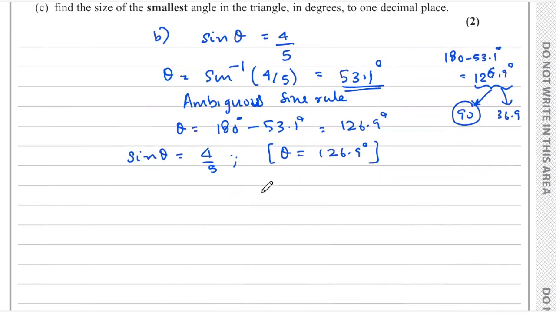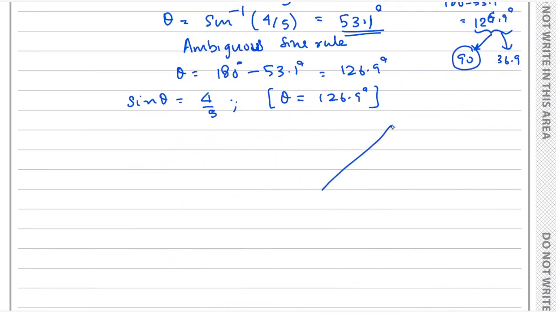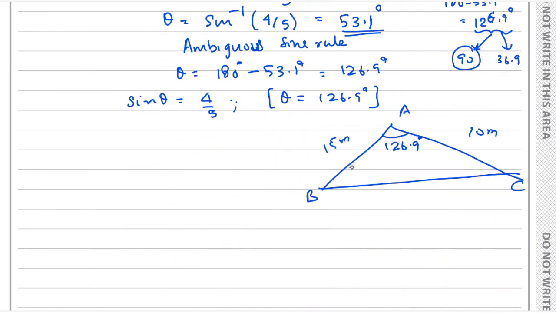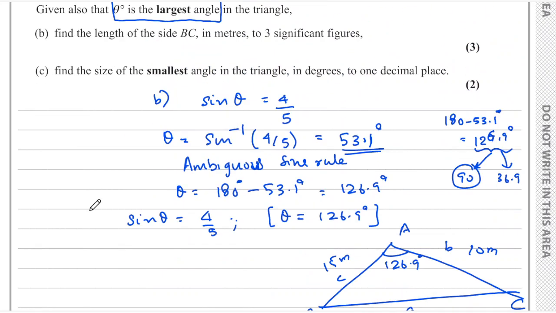Okay, so I am going to just redraw the figure a little bit like this. So this is the angle over here, that is now 126.9 degree. Okay, then this was 15 meter, this was 10 meter, this is A, this is C, and this is B. Now the question was to find the length of the side BC correct to 3 significant figures.